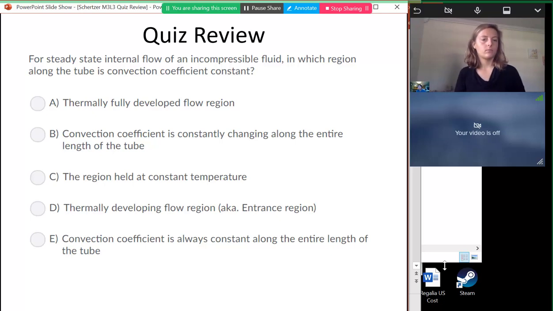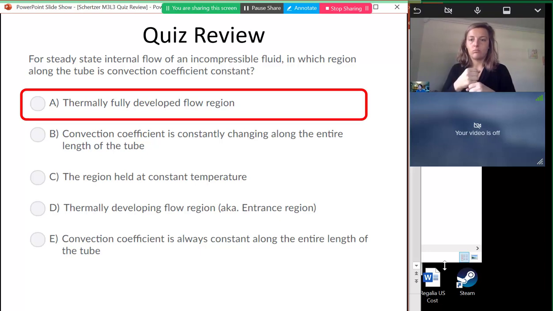For steady state internal flow of an incompressible fluid, in which region along the tube is the convection coefficient constant? So we know that the convection coefficient becomes constant once we're thermally developed. The convection coefficient is decreasing up until we have a fully developed flow, and once the flow is fully developed thermally, we get a constant convection coefficient. So the answer here is A.